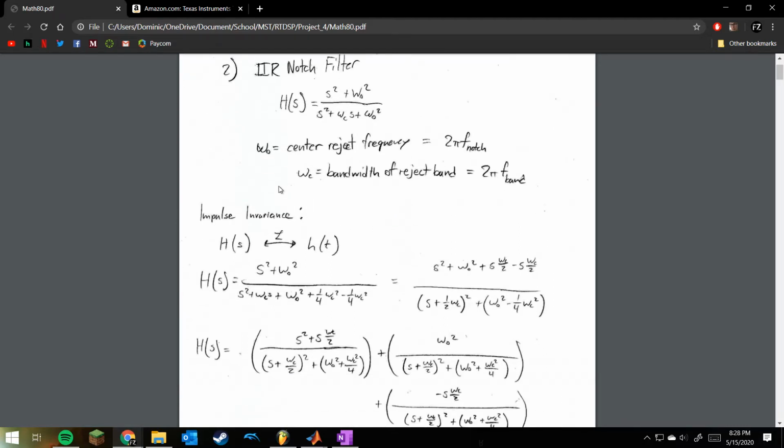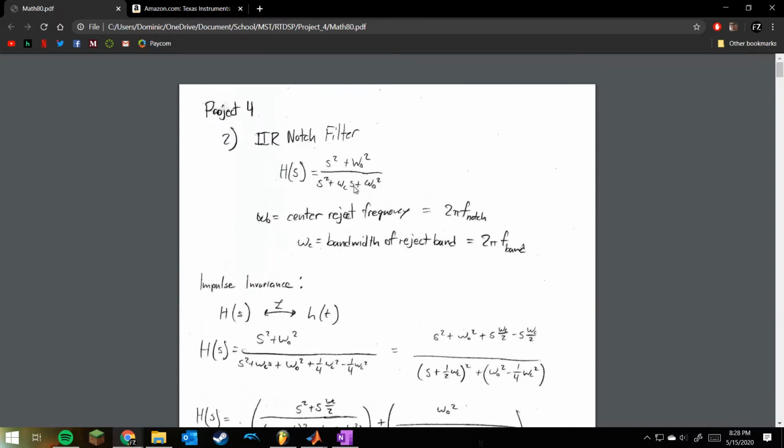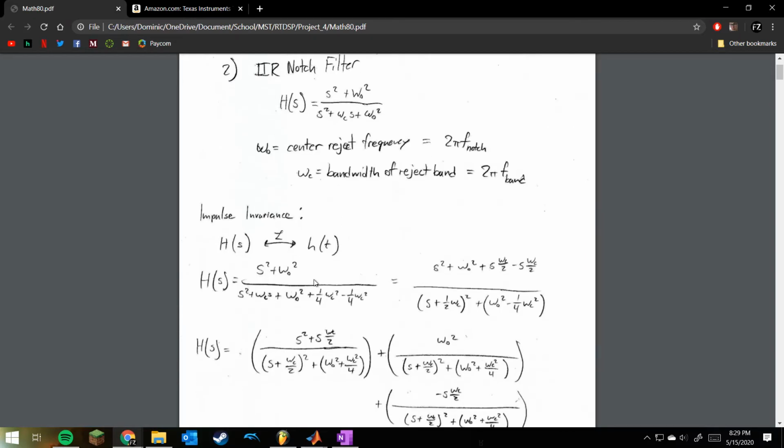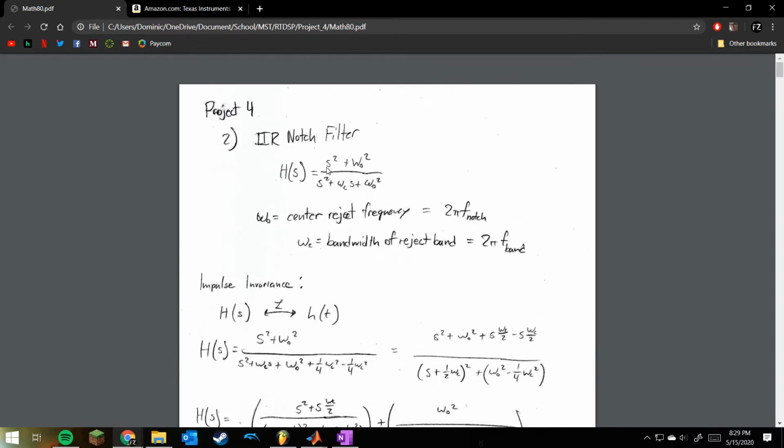So the first technique we're going to use to derive the z domain transfer function is called the impulse invariance technique, and it basically works by sampling the continuous time version. So we're going to bring the S domain transfer function into the continuous time domain and then sample it, and then bring that discrete time sampled impulse response to the Z domain.